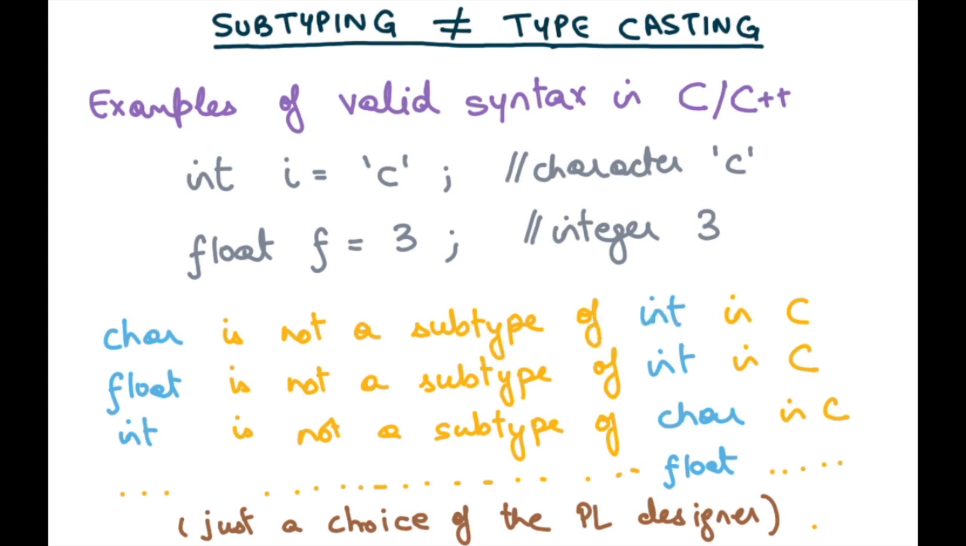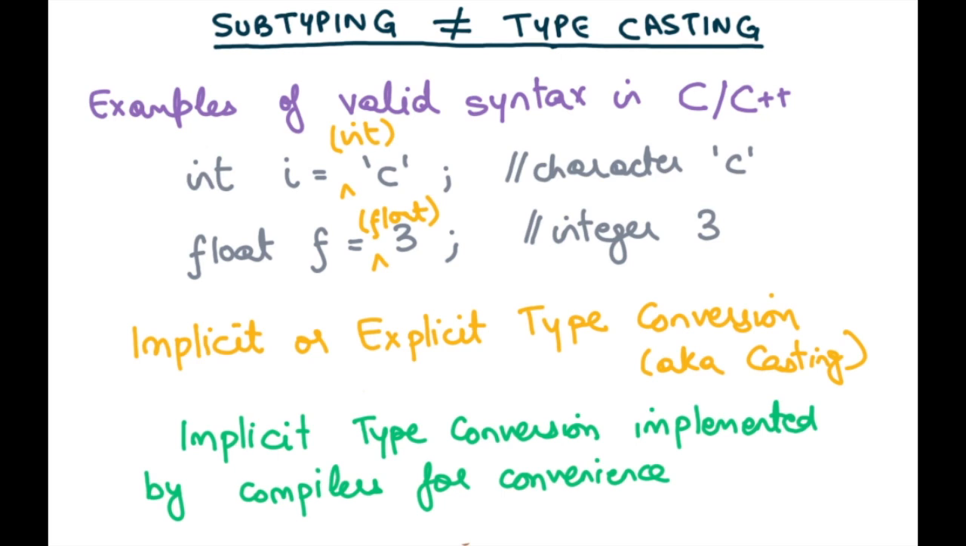Similarly, you can write code like this. You can write float f equals 3, and it may make it appear that because 3 is an integer, int is a subtype of float, but int is not a subtype of float. Neither is float a subtype of int, and so on. Then how come these are valid syntaxes in C and C++? If char is not a subtype of int in C, float is not a subtype of int in C, then why are these valid syntaxes?